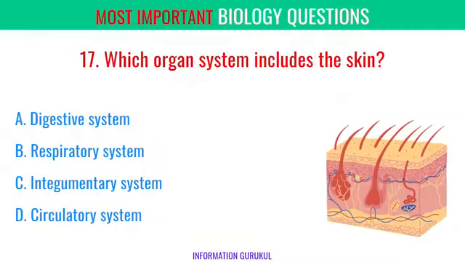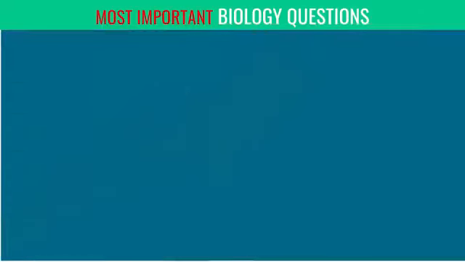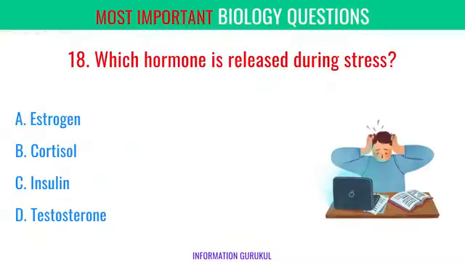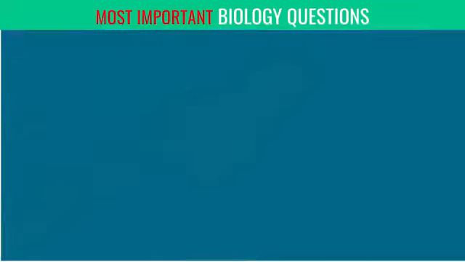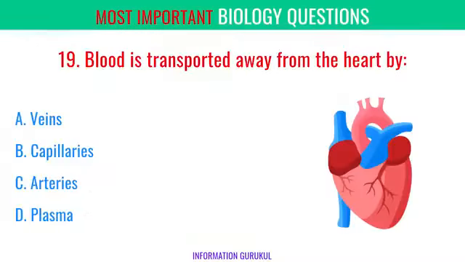Which organ system includes the skin? Integumentary system. Which hormone is released during stress? Cortisol. Blood is transported away from the heart by arteries.